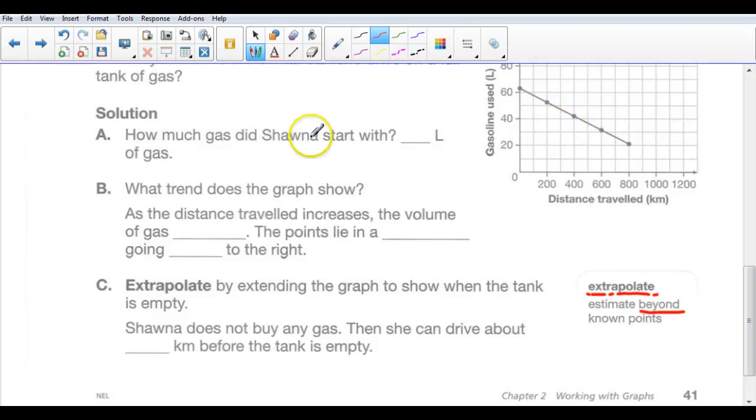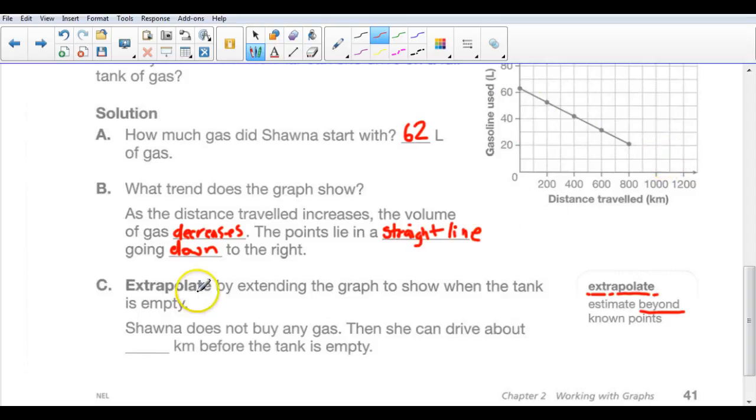So how much gas did Shauna start with? Well, she started with, looks to be, there's 60, there's 70, maybe about 62 liters, give or take. What trend does the graph show? As the distance traveled increases, as this gets larger, what's happening to the line graph? The volume of gas decreases. The points lie in a straight line going down and to the right.